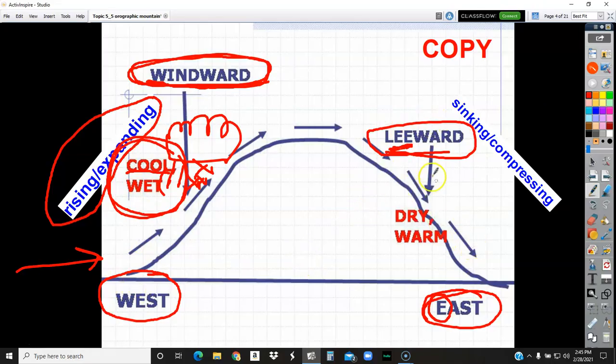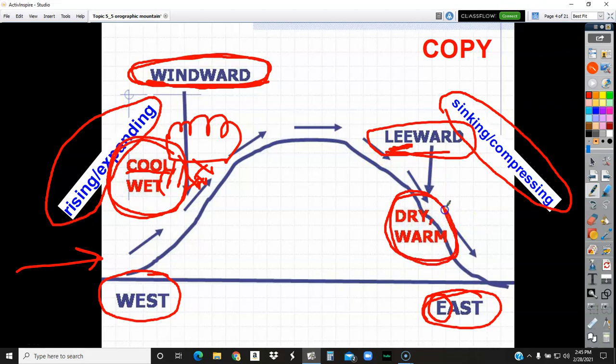So on the leeward side, the air is sinking. It's going down the mountain, and that's just the opposite. So on this side, it was rising and expanding. This side, it's sinking and compressing. The molecules are getting forced together, and so there's going to be a lot less clouds. It's going to be dry. It's going to be much warmer. The pressure on the air is going to increase, more friction. So the molecules are going to smack together, which creates more heat. So the air tends to be a lot warmer on this side.